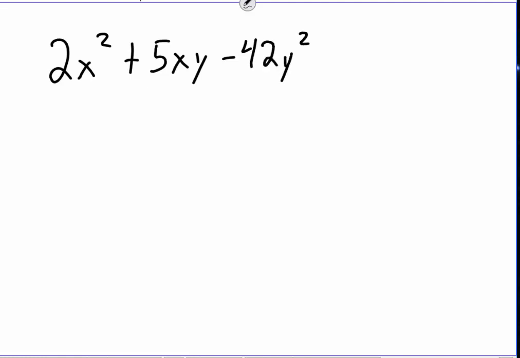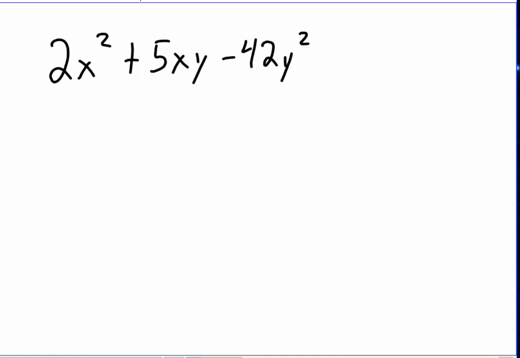Let me give you 2x squared plus 5xy minus 42y squared. All right, so we look at this. First step, is there anything we can factor out? Nope. Two of them have x's, two of them have y's, but none of them have one variable. The 5 is not divisible by 2. No, the answer is no. We cannot factor anything out of this.